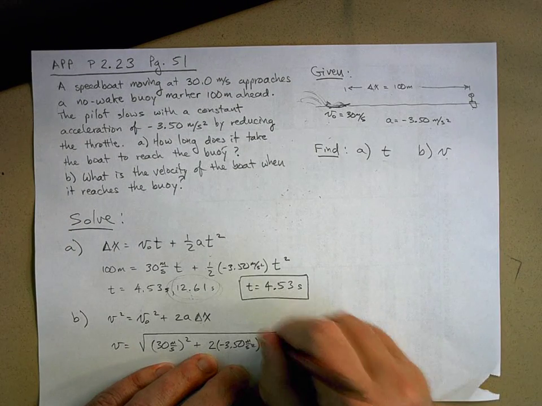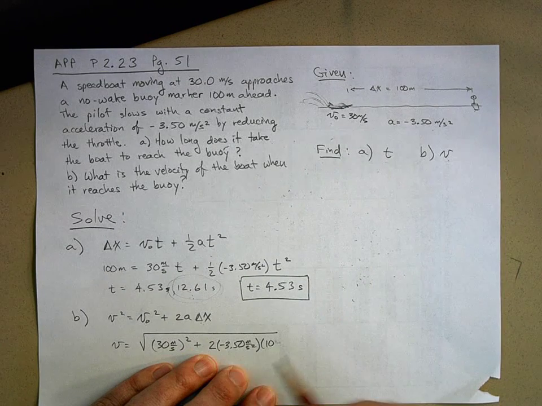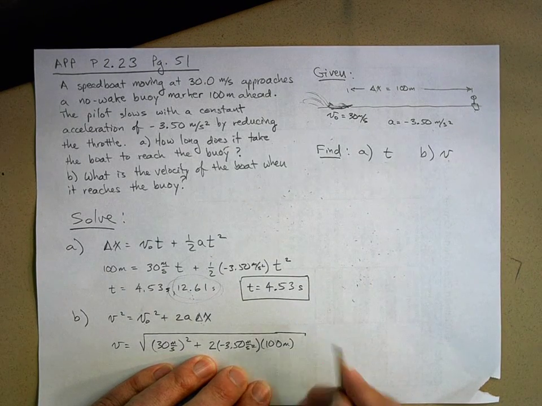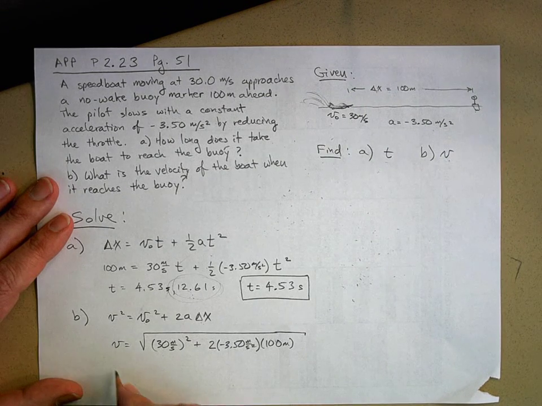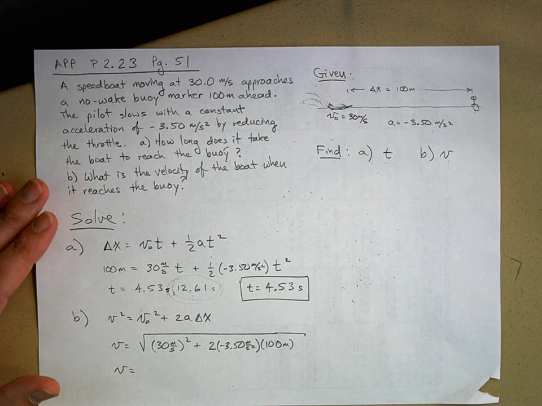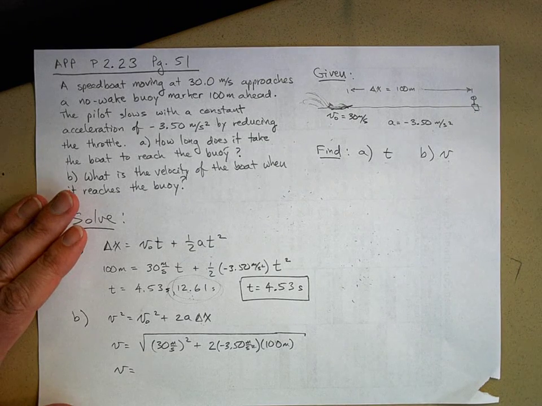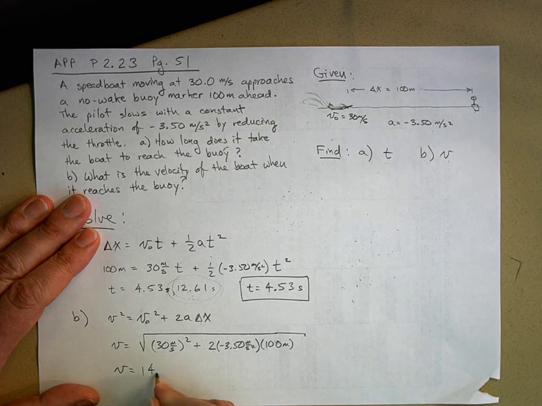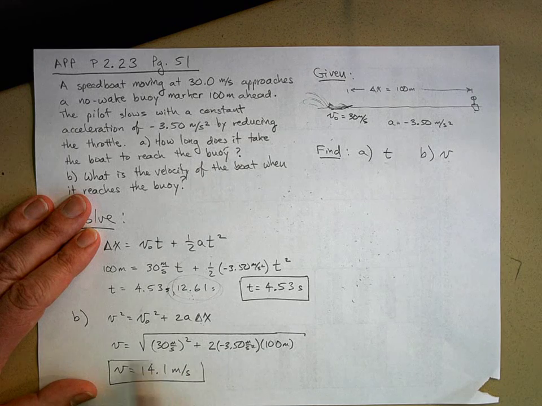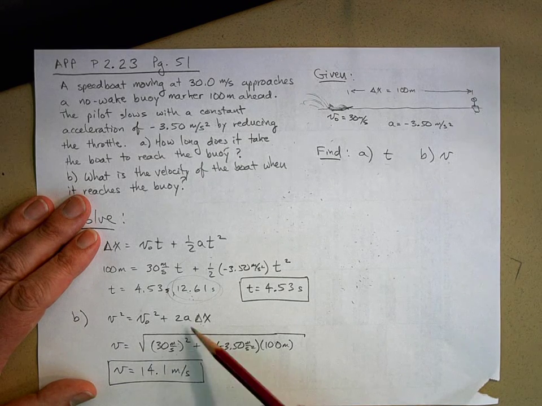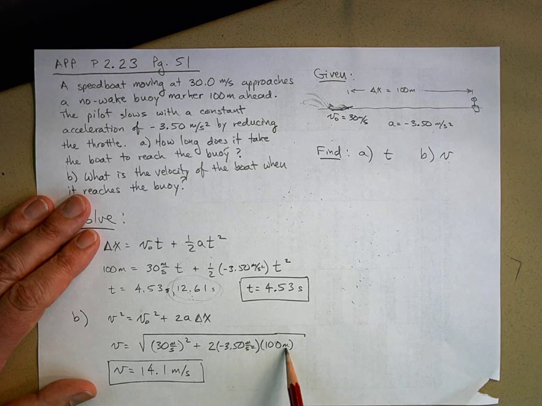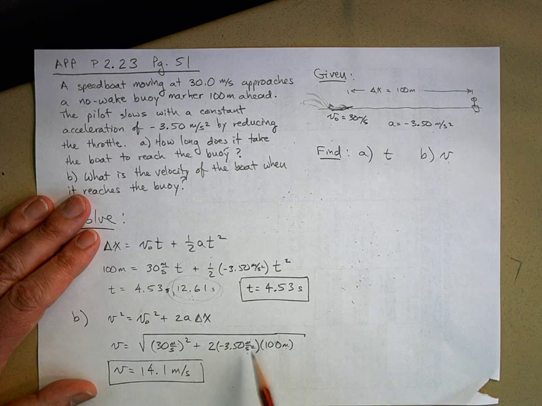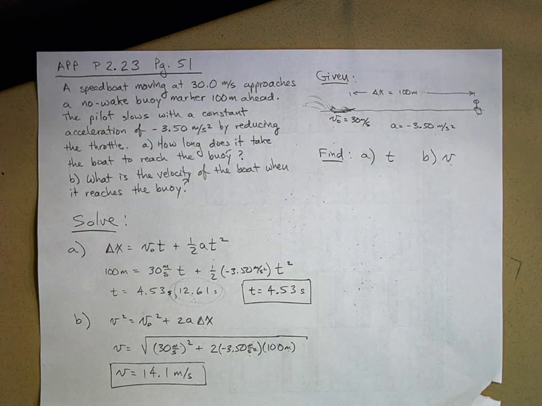So this is 900 minus all this stuff, and take the square root of it, and what do you get? 14.1? Everybody agree with that? Okay. Trust you. Meters per second. Now let's make sure this makes sense. Here we have meters per second. It's being squared, and you take the square root of it. And then here we've got a meter times a meter. That's a meter squared per second squared. You take the square root of that. So yeah, all the units are compatible, so we're good.